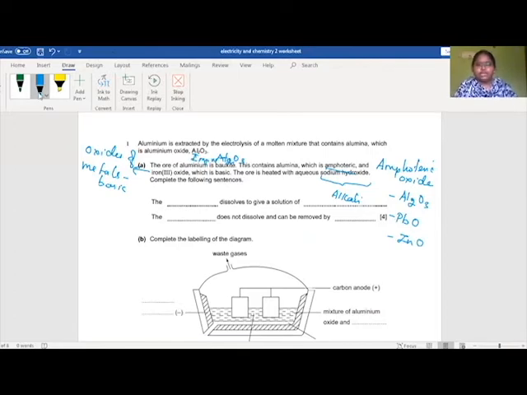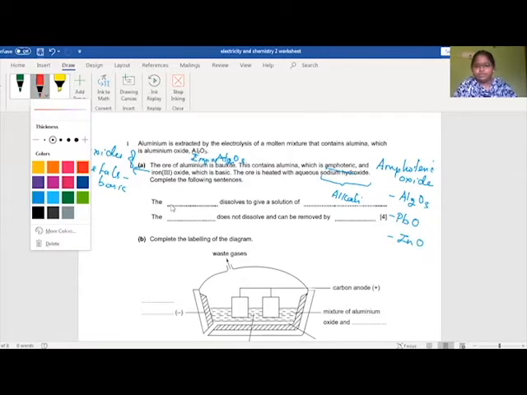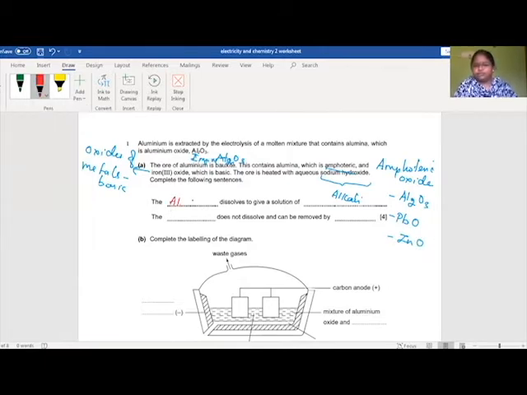So what reacts here? Aluminium oxide reacts here. Al2O3 reacts here, which dissolves to give a solution of sodium aluminate, because it reacts with sodium. It dissolves in sodium hydroxide. You get sodium aluminate. Got it? Sodium aluminate. Then which does not dissolve here?